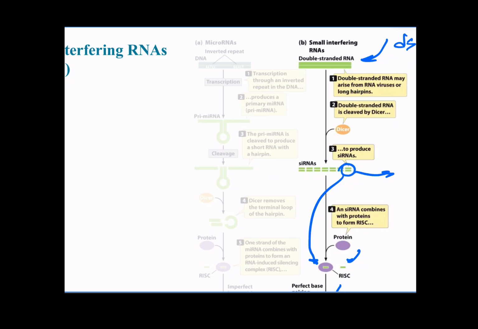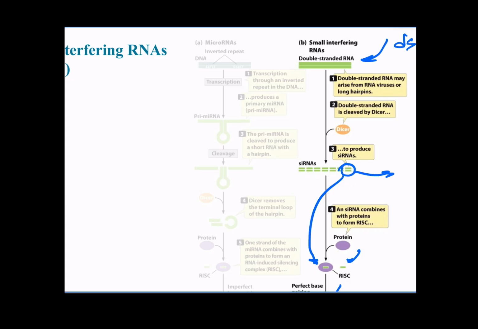So they're pretty much just double-stranded RNAs, versus miRNAs, which are part of DNA. So miRNAs are encoded in the DNA. siRNAs come from double-stranded RNA. Where is that double-stranded RNA from?